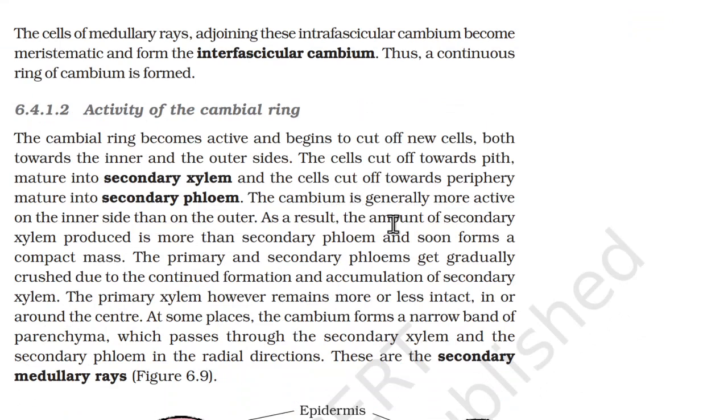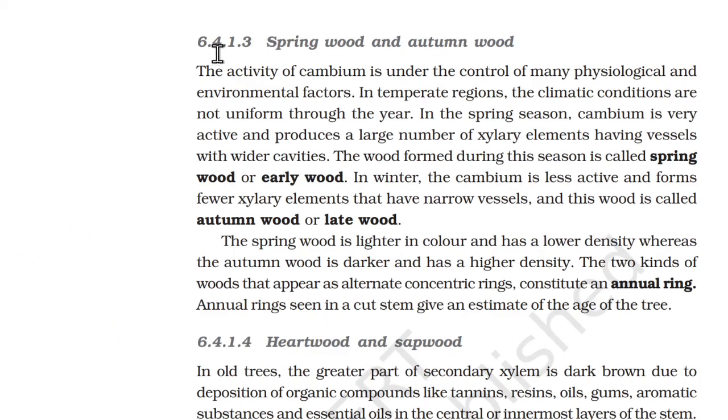As a result, the amount of secondary xylem produced is more than secondary phloem and soon forms a compact mass. The primary and secondary phloem get gradually crushed due to continued formation and accumulation of secondary xylem. The primary xylem, however, remains more or less intact in or around the center. At some places, cambium forms a narrow band of parenchyma which passes through the secondary xylem and secondary phloem in the radial direction. These are secondary medullary rays.